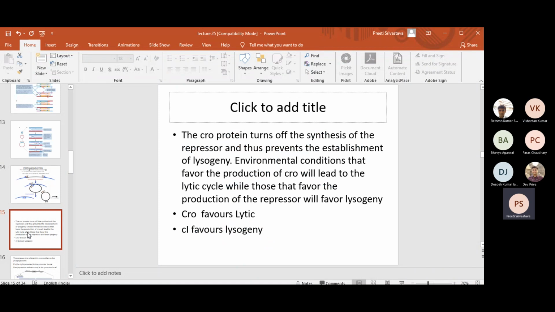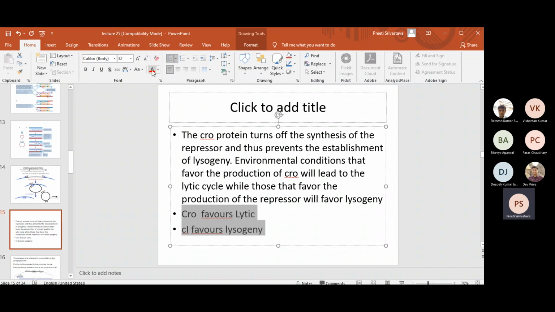In this case, I will not go into the details of the switch, but what is important to know is that there are two proteins called CRO protein and C1 repressor. CRO protein favors the lytic cycle and C1 repressor favors lysogeny. So when you have CRO protein present in abundance, you are going to get the lytic cycle, and when you have C1 repressor present in abundance, then you are going to get lysogeny. CRO protein turns off the synthesis of the C1 repressor, and thus it prevents the establishment of lysogeny.